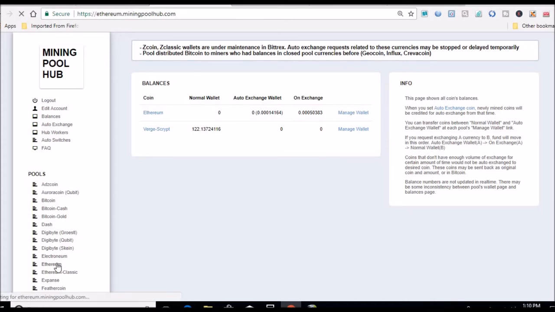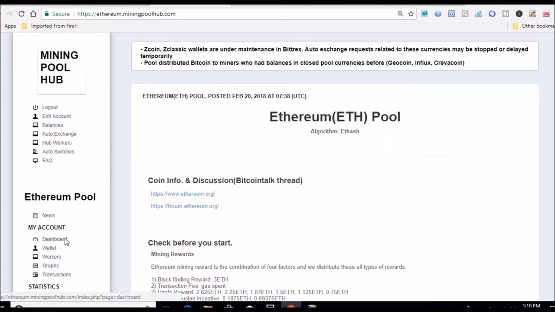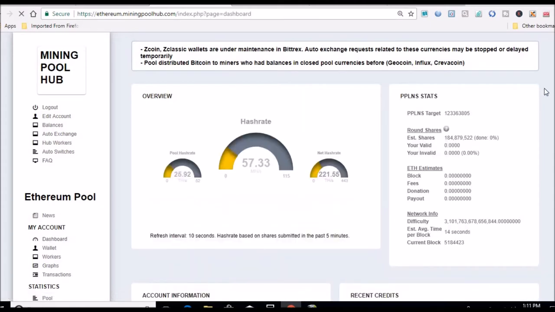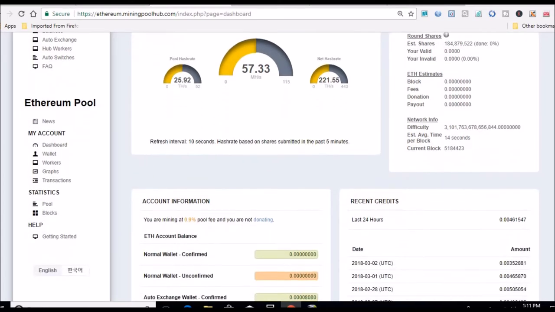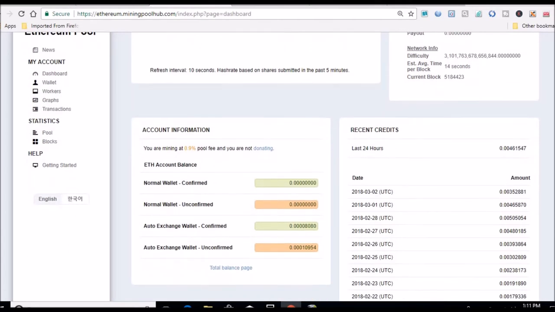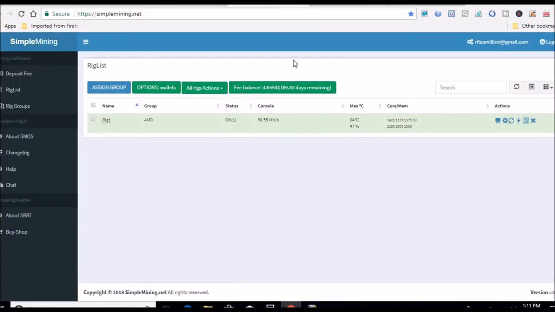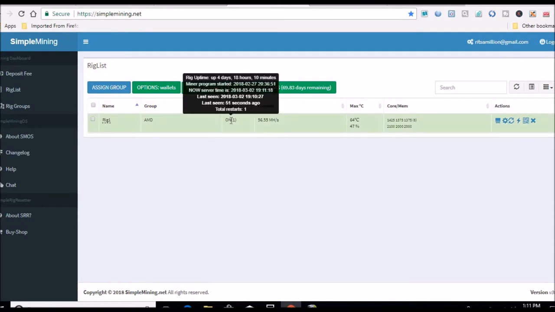All right, so let's click on Ethereum. Head over to the dashboard. Let's scroll down. Effective hash rate is 57.3. It's pretty close to what SMOS is saying. Let's check that real quick. 56.5. Again, with these overclocks and BIOS mod, I have not had a problem at all. Not one. We have been up for 4 days, 18 hours now. No problem.